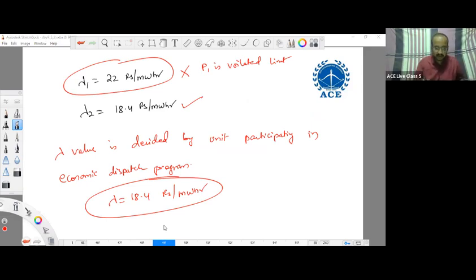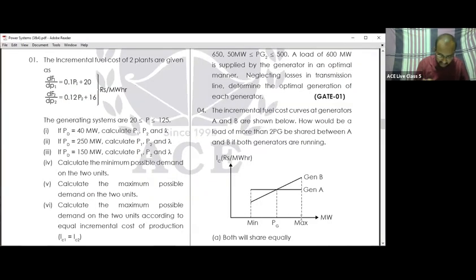Okay, now I will try to solve problem number 2, sir. Now in this second case, PD is 250 megawatt. Calculate P1, P2 and lambda.